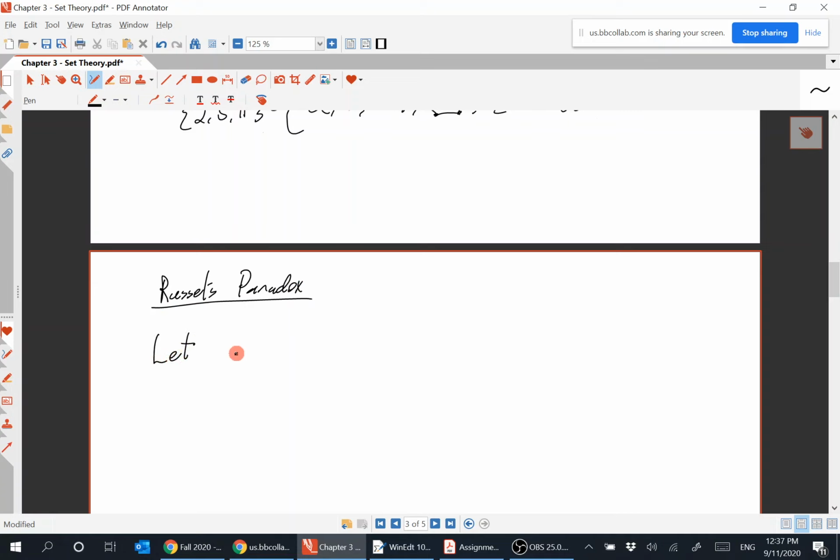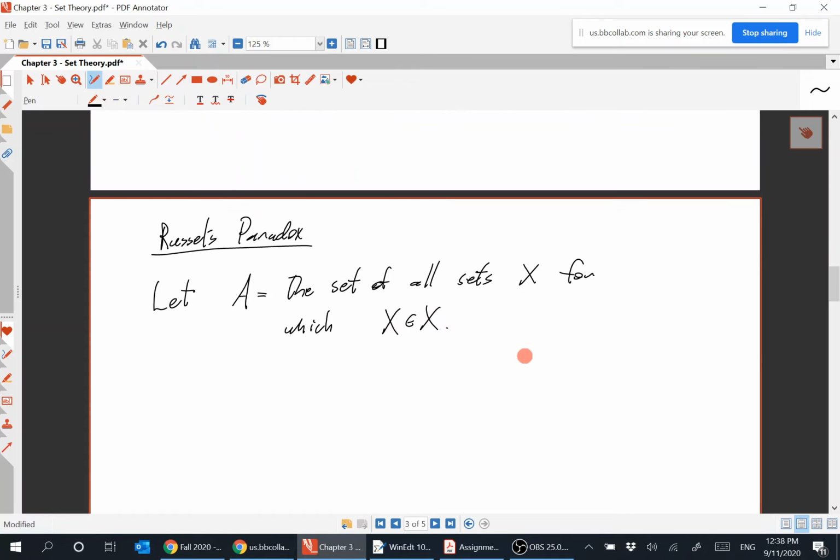So let A be equal to the set of all sets X for which X is an element of X. The set X itself is an element of X. B is equal to the set of all sets X for which X is not an element of X.